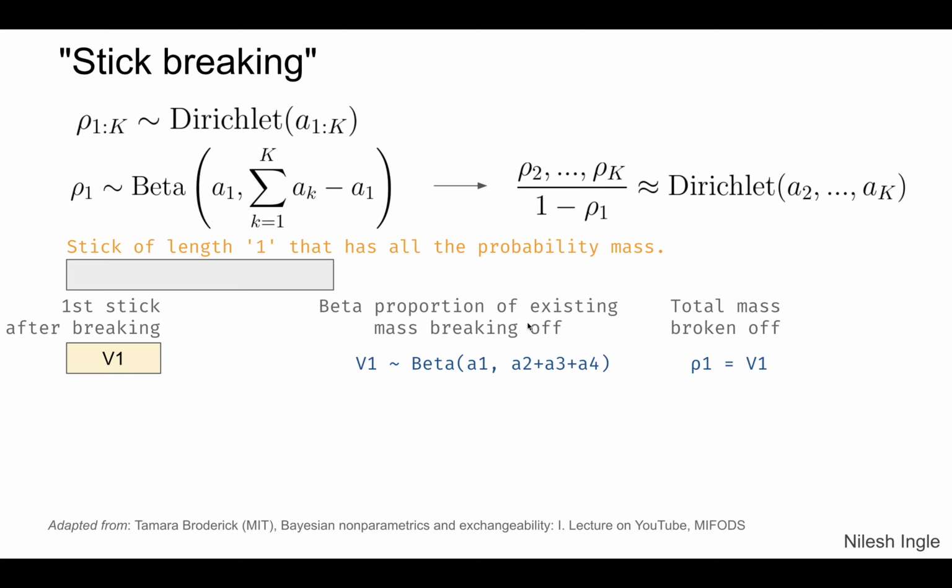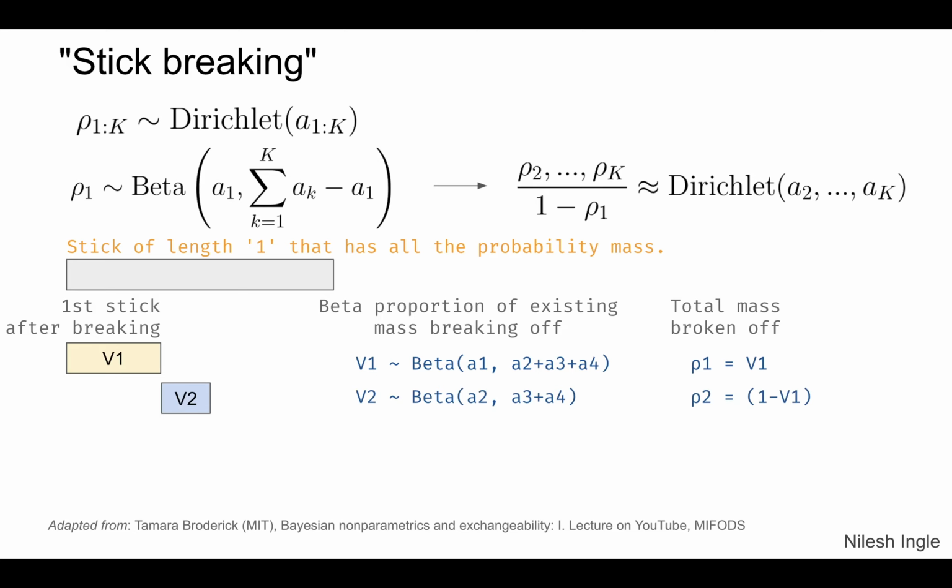The beta proportion for that part V1 we would get from a beta distribution where the input parameters would be A1 and A2 plus A3 plus A4, as shown here. So we are subtracting A1, and therefore we do not have A1 in the second parameter. So the total mass broken off, rho 1, is equal to V1 that we get from this beta distribution.